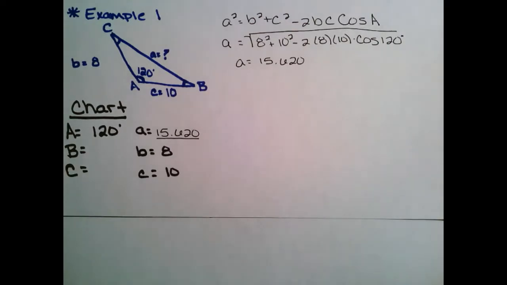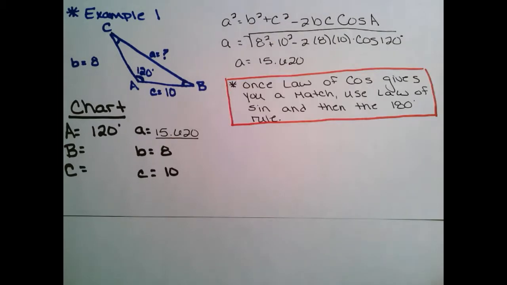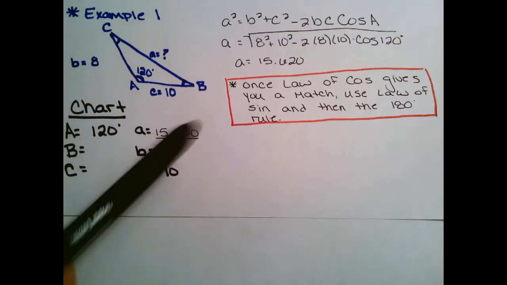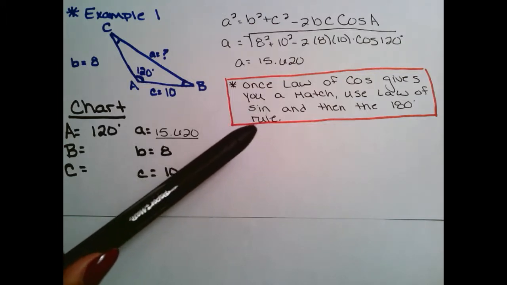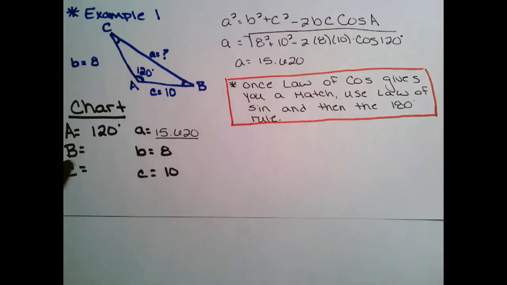So now our next step, now that we used law of cosine, we have a match. In almost any law of cosine question, you're going to find yourself doing three things. Let me write those down for you. All right, so here's your next note. Once the law of cosine gives you a match, you're going to use the law of sine to find your next angle, and then the 180 to find the third angle missing.